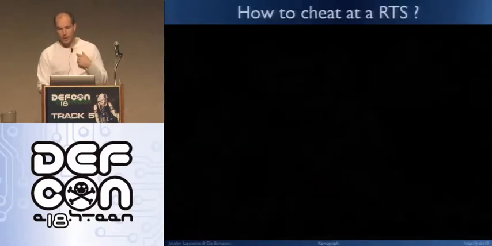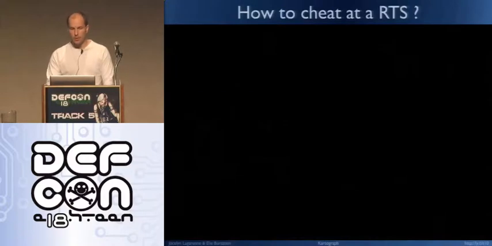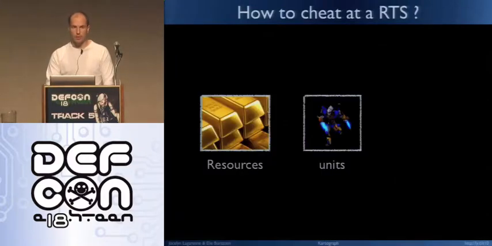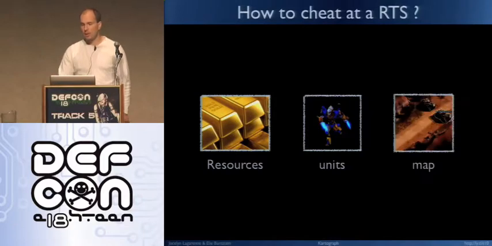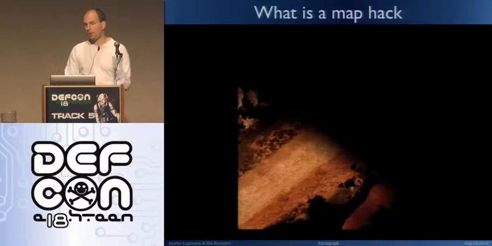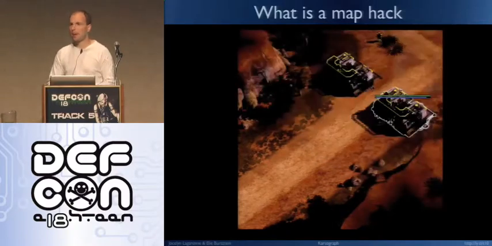As we said, there are multiple ways to cheat in an RTS. The first one is to try to have more resources. The second one is having more units, some units which are cheaper or have more health points, invincible units if you want. And finally, you can also do this kind of map hack. A map hack visually is just this, right? We try to rewrite the memory and fool the game into thinking that we can see everything. So if we are successful, you basically see the entire map.